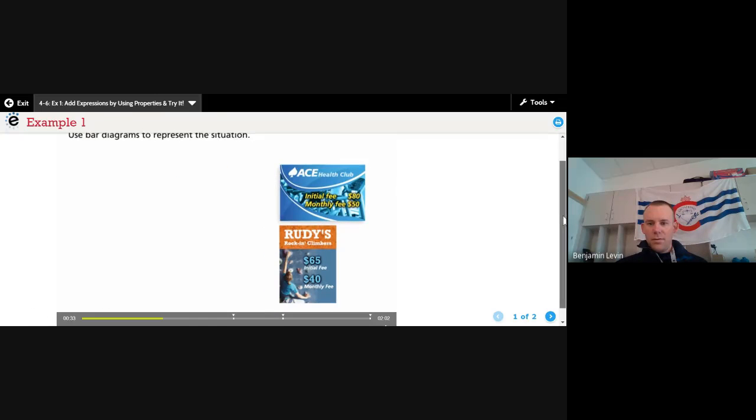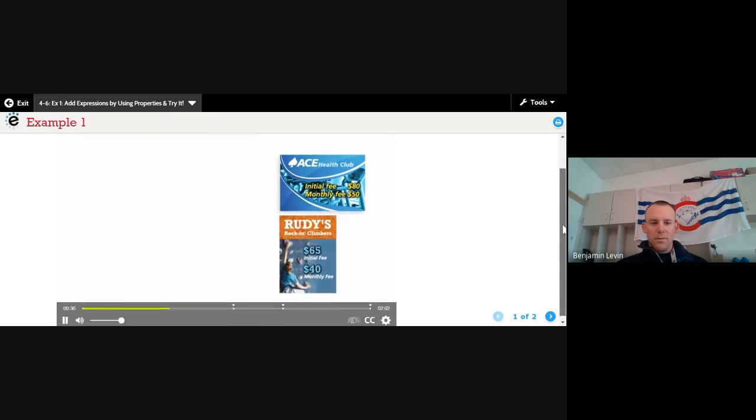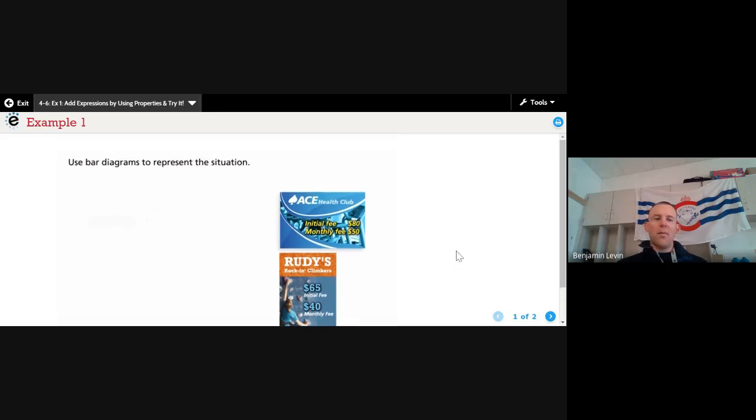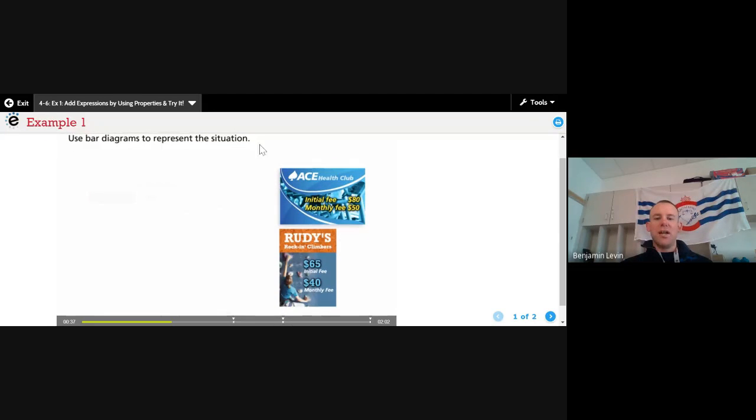Let's use bar diagrams to represent the situation. All right, I'm going to pause it for a second. So we are setting up expressions to represent both of these scenarios, okay? She signs up for a health club, or like a gym, to go work out, and also for a rock climbing facility. And it gives us information here.